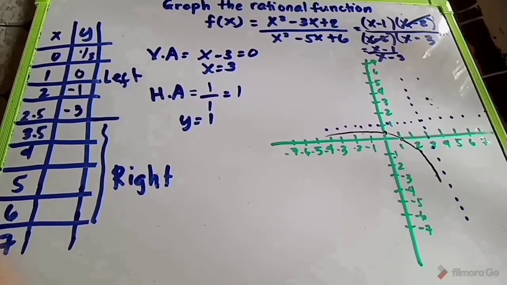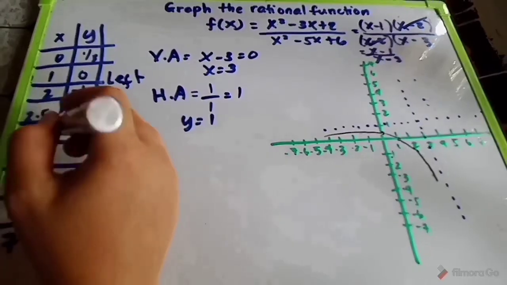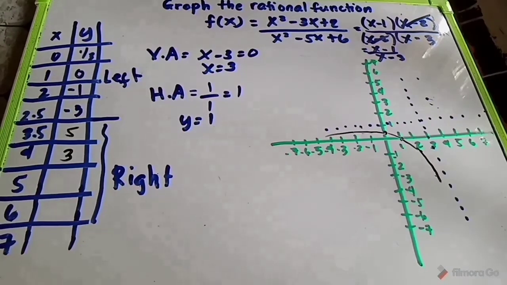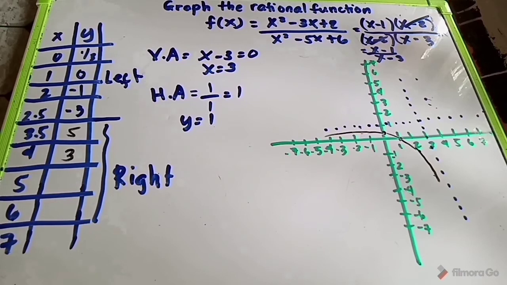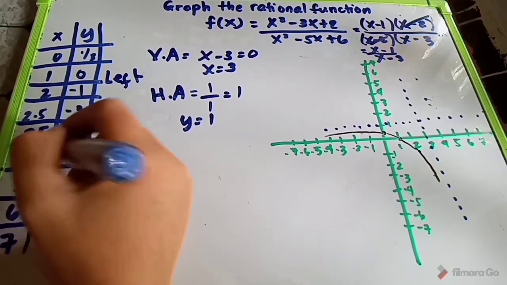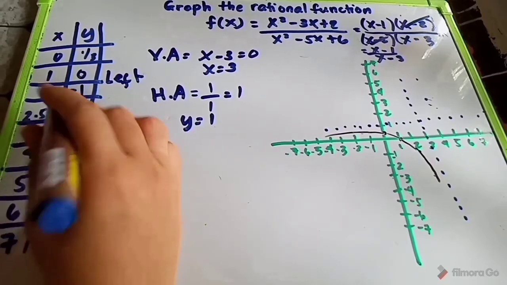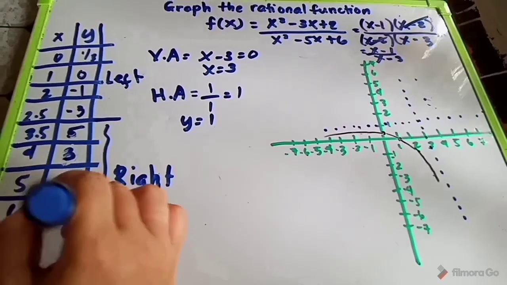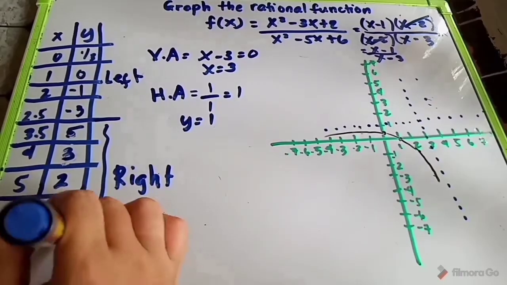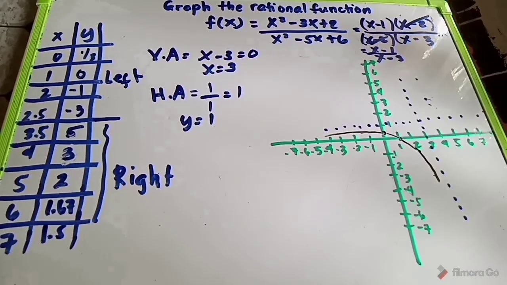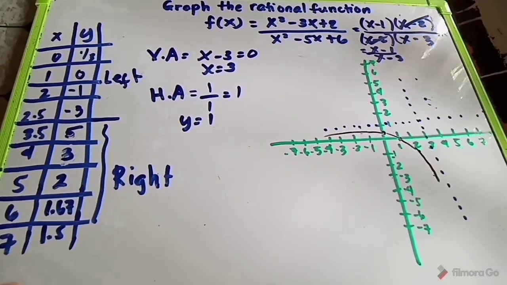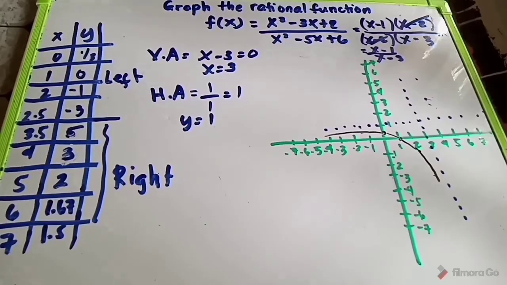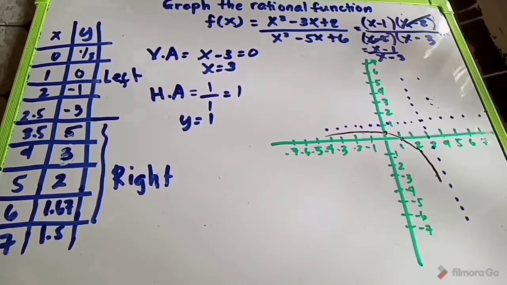So we have 5 here. We have 3 here. Sorry. We have 5 here. 3. We have 2. And then 1.67. And then 1.5. Okay. Guys, take note. So if you will plot the points to it, it will not touch the vertical asymptote and horizontal asymptote.